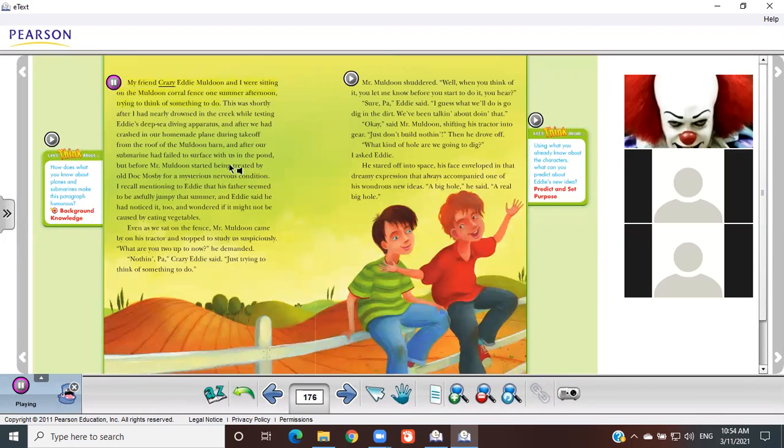My friend Crazy Eddie Muldoon and I were sitting on the Muldoon corral fence one summer afternoon trying to think of something to do. This was shortly after I had nearly drowned in the creek while testing Eddie's deep-sea diving apparatus, and after we had crashed in our homemade plane during takeoff from the roof of the Muldoon barn, and after our submarine had failed to surface with us in the pond, but before Mr. Muldoon started being treated by old Doc Mosby for a mysterious nervous condition.